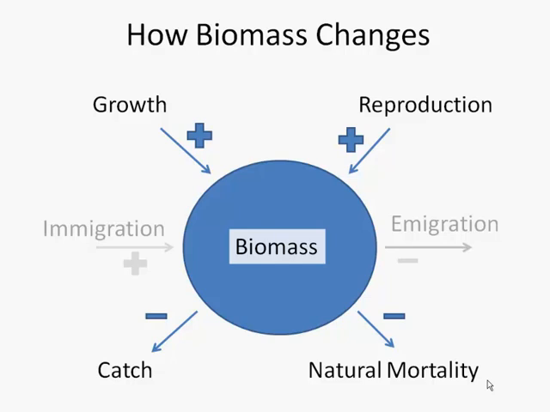So this is, again, like what Maggie was saying, how biomass of the shrimp changes over time. There are two processes that add to the biomass. One is growth of individual shrimp. Shrimp grow over time. And the other way that biomass is added is that shrimp reproduce and put more shrimp into the population. And the way that the biomass is reduced is either through catch or through natural mortality.